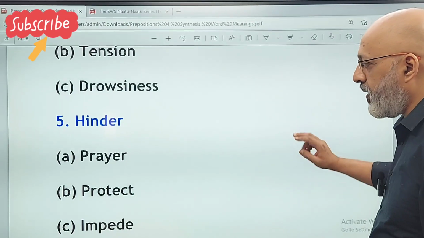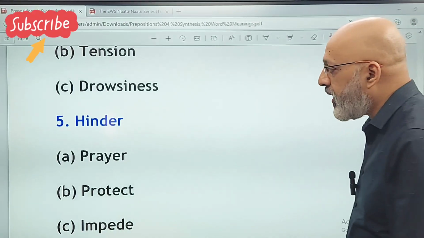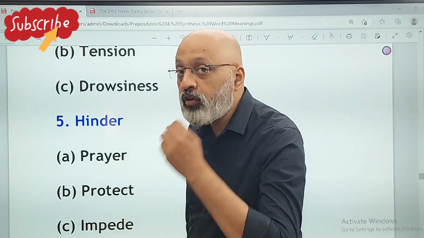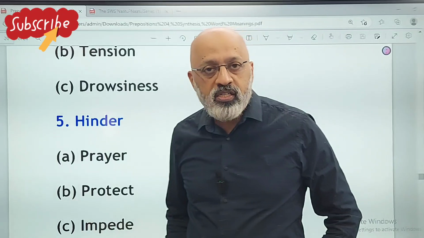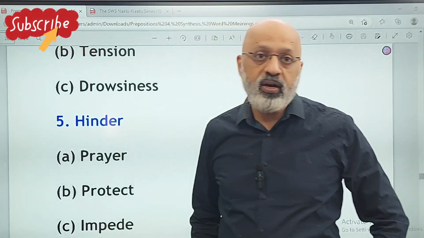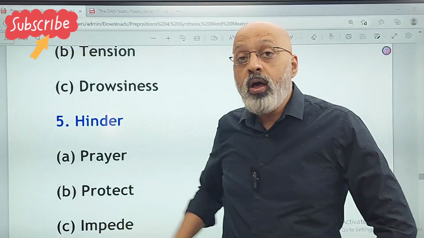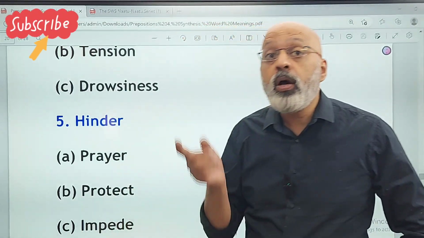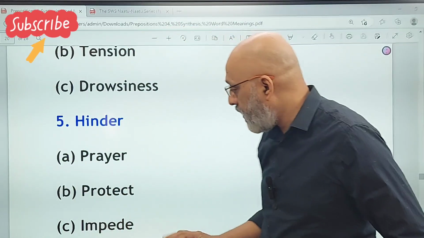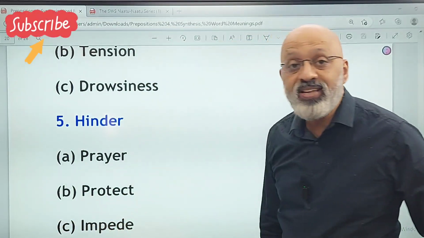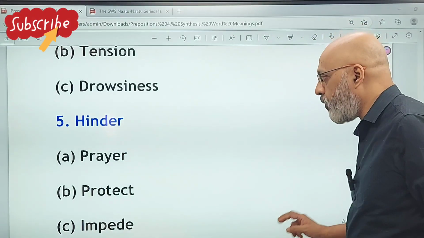Hinder. What does hinder mean? Prayer, protect या impede. Hinder का मतलब है that some kind of obstruction. The locals there were hindering the work of the company at that particular mining site for whatever reason, right or wrong. But they were hindering the work. Hinder मतलब to obstruct the work, not to allow the work to happen. So the correct meaning for this is impede. You are impeding the work, not protect, not prayer. Okay?